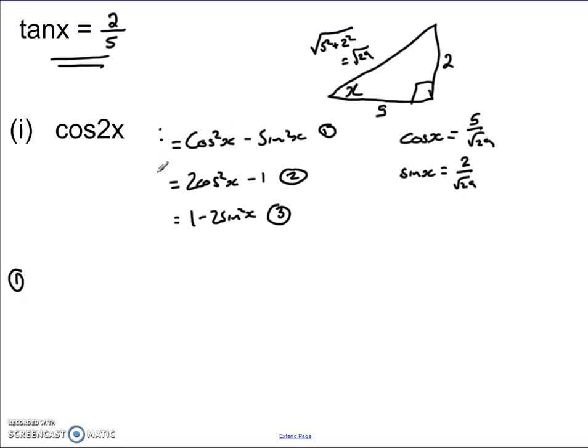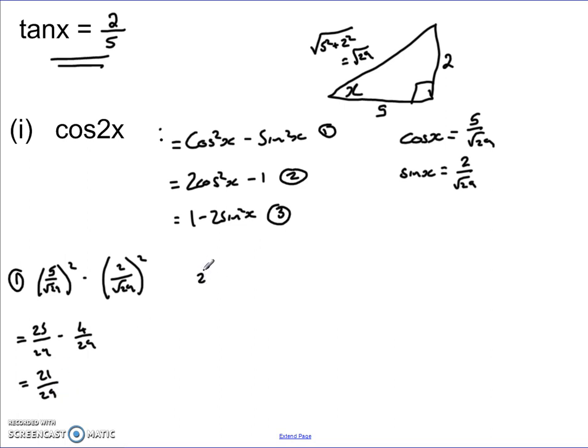So let's take the first one, cos squared minus sin squared. In this case that's 5 over root 29 squared, take away sin x squared, which is 2 over root 29 squared. Squaring both these, I get 25 over 29 take away 4 over 29. Simplifying that gives me 21 over 29.